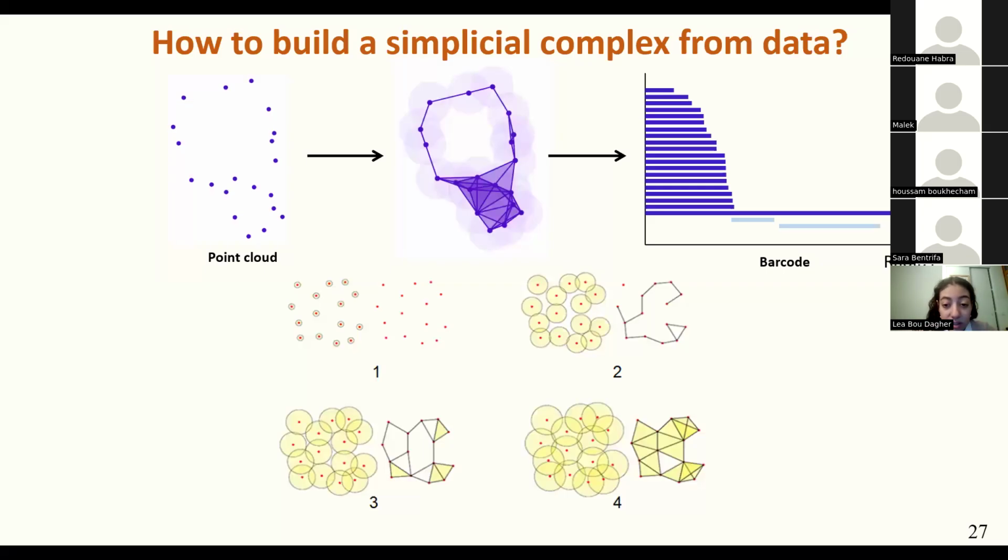And now the question is, okay, I have this point cloud. I want to represent it by a simplicial complex. But what simplicial complex should I take?